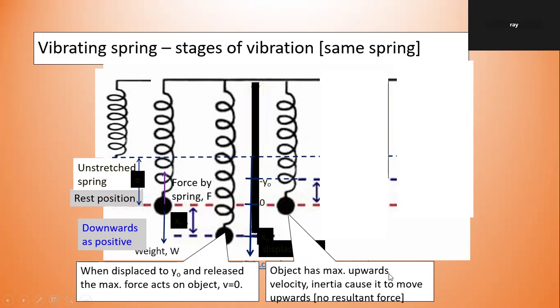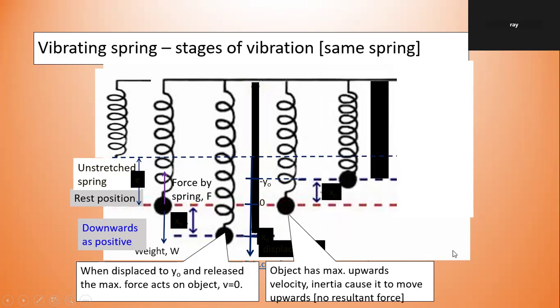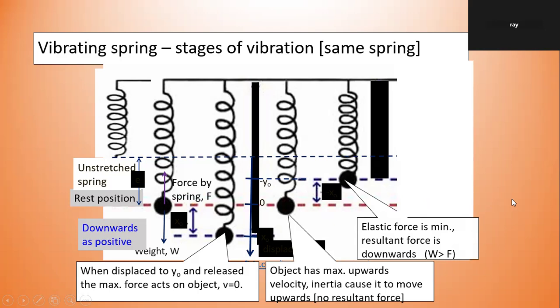The object has maximum upward velocity, and because it has mass or inertia, it will continue to move upwards there. But the velocity will decrease to 0. We know it's 0 because it doesn't go further. Then after that, the weight is greater than the elastic force, so it's going to pull it down. The elastic force is minimum. The resultant force is W minus F because W is not greater than F.